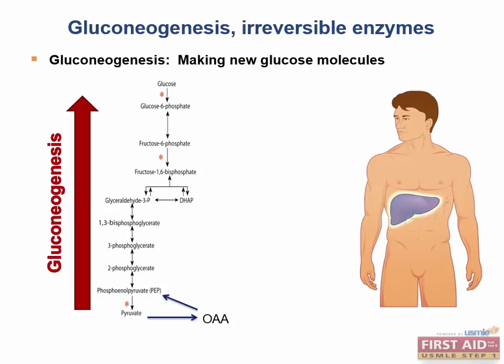Where else is gluconeogenesis performed? Well, the kidney, also in the intestinal epithelium. The pathway begins with pyruvate and ends with glucose, and uses most of these enzymes. However, there are 3 irreversible steps in glycolysis. The body uses 4 unique enzymes to bypass these 3 irreversible steps. Before we look at these 4 enzymes, do you remember what cofactor is required for carboxylase enzymes?